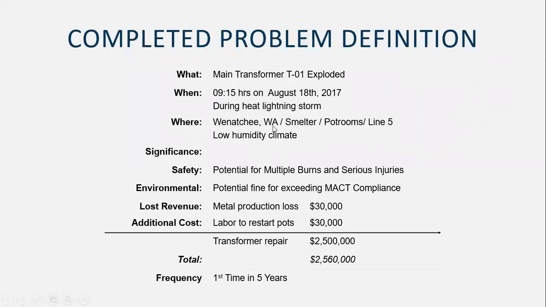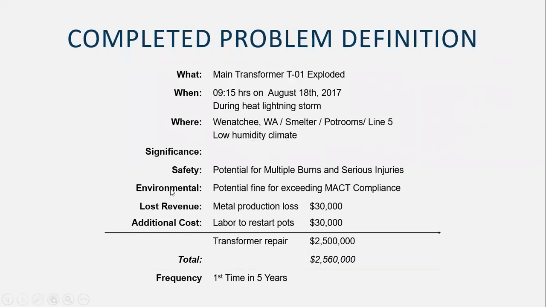Wenatchee, Washington, in the smelter room, pot rooms, and finally line 5. And we can also have a relative wear. Our significance, this would be our standard model of significance. The first question we ask is about safety. Was anyone injured or was there potential for injury? In this case, yes, we had potential for multiple burns and serious injuries.